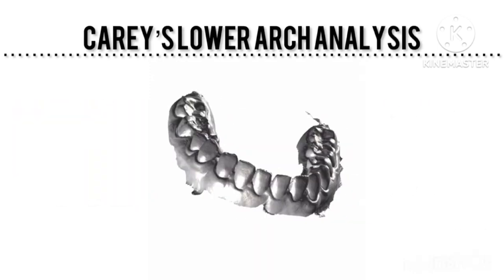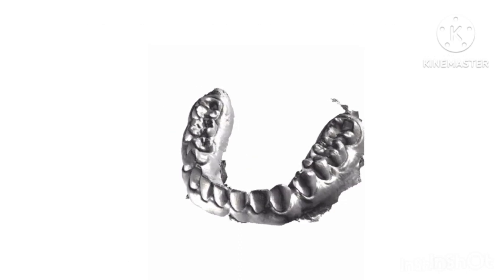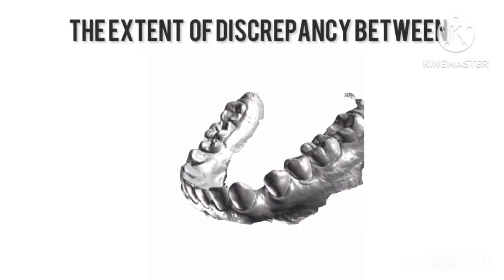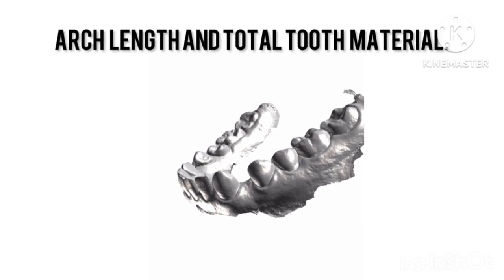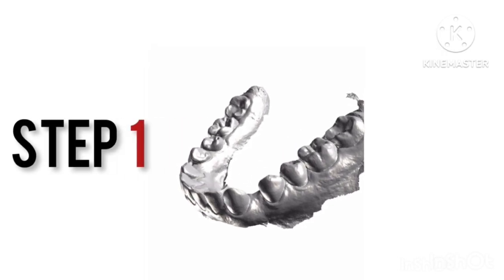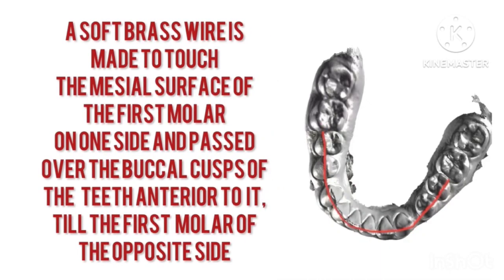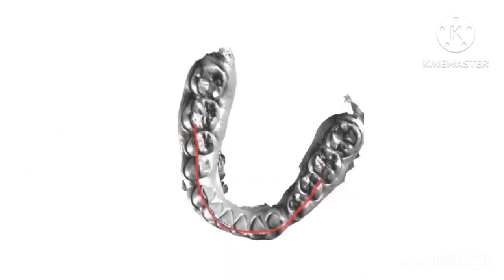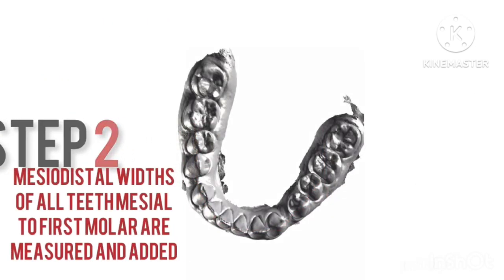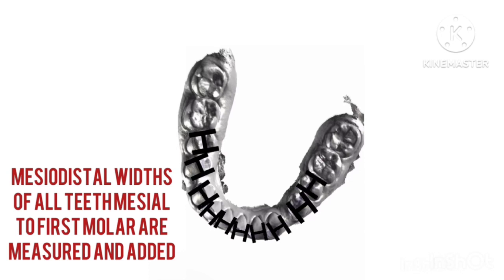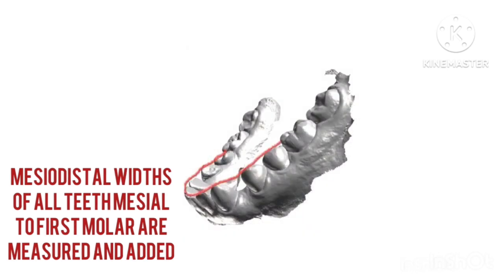In this video, we'll be talking about Carey's lower arch analysis. This analysis helps us in determining the extent of the discrepancy between arch length and total tooth material. In the first step, a soft brass wire is taken and placed on the mesial surface of the first molar on one side and passed over the buccal cusps of the teeth anterior to it till the first molar on the opposite side, following which we conduct the second step, which is to measure the mesiodistal widths of the teeth mesial to the first molars.